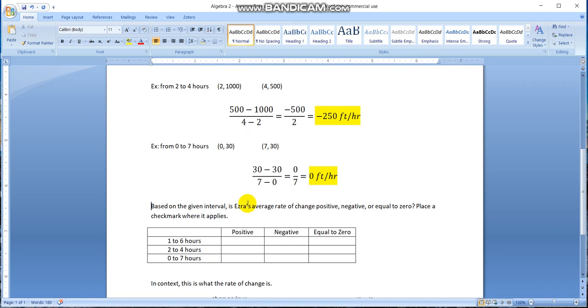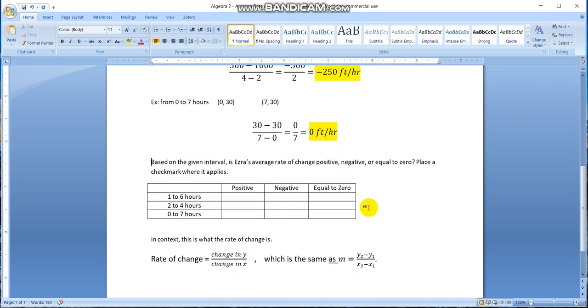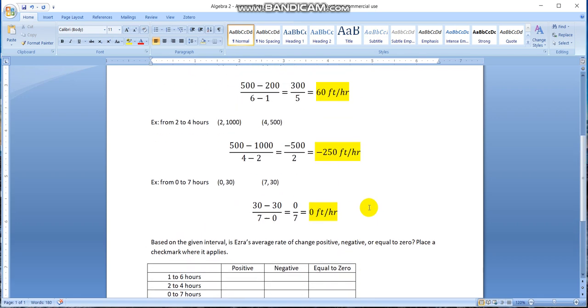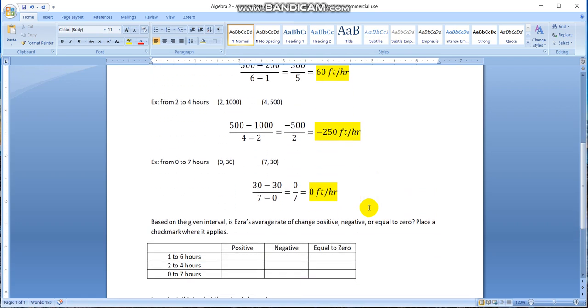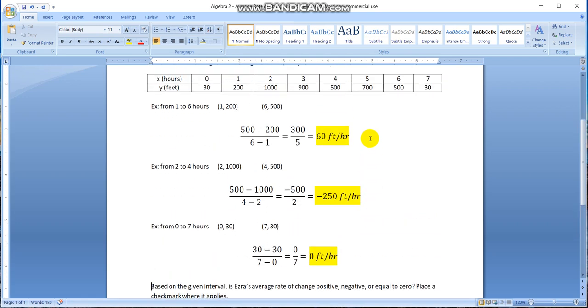So the next part. This is based on a given interval. Is Ezra's average rate of change positive, negative, or equal to 0? And what you want to do is place a check mark where each of it applies. Okay. So let's try to look at each of these.